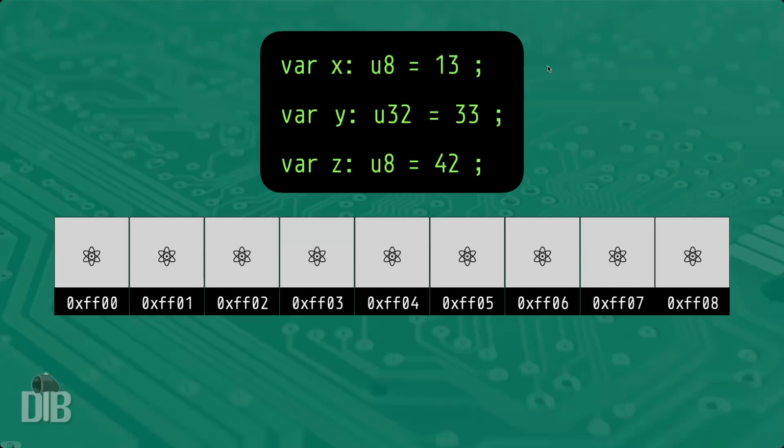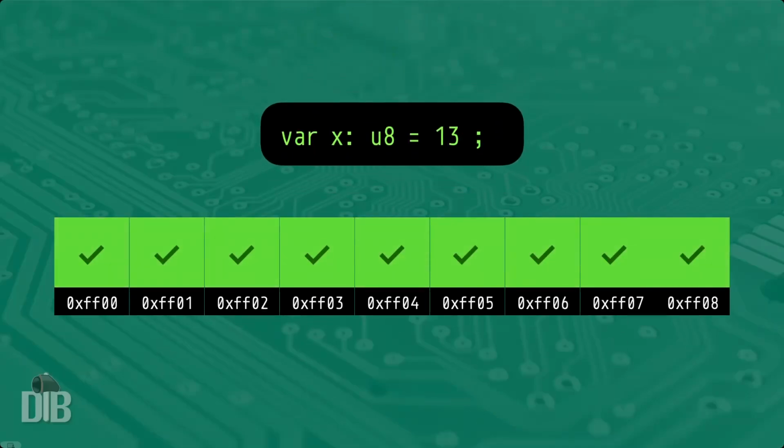Okay, so let's take a look at our first variable, x of type u8. Given that this is of type u8, which is just one byte, what's known as the natural alignment for a u8 is going to be one byte. You calculate this natural alignment by dividing the number of bits of the data type by 8. In this case, 8 divided by 8 is 1. So it'll give you a natural alignment of 1.